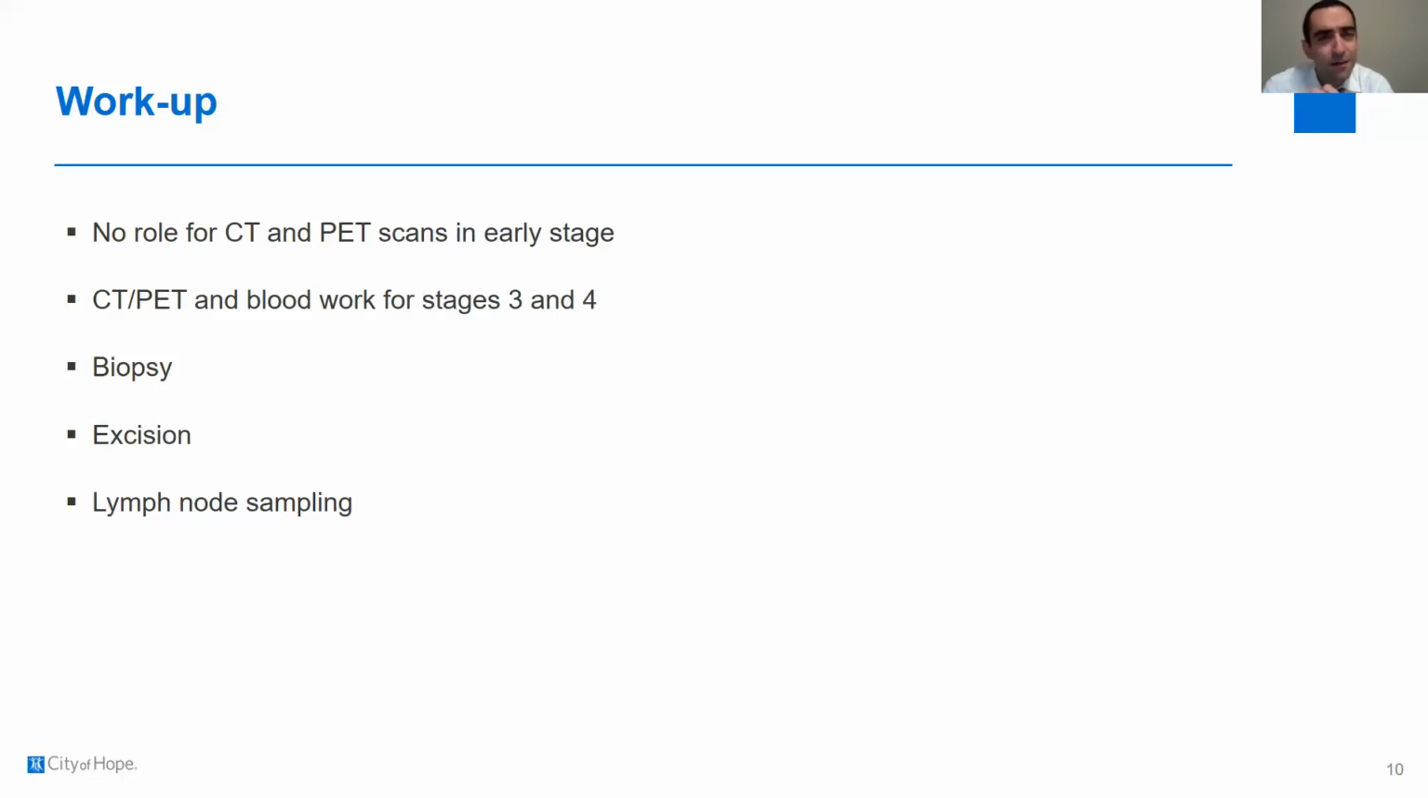If it's an early stage melanoma, we typically don't do imaging, but if it's going to the lymph nodes, we do. We do CAT scans and PET scans to make sure it hasn't gone beyond the filter to organs like the lung and the liver.